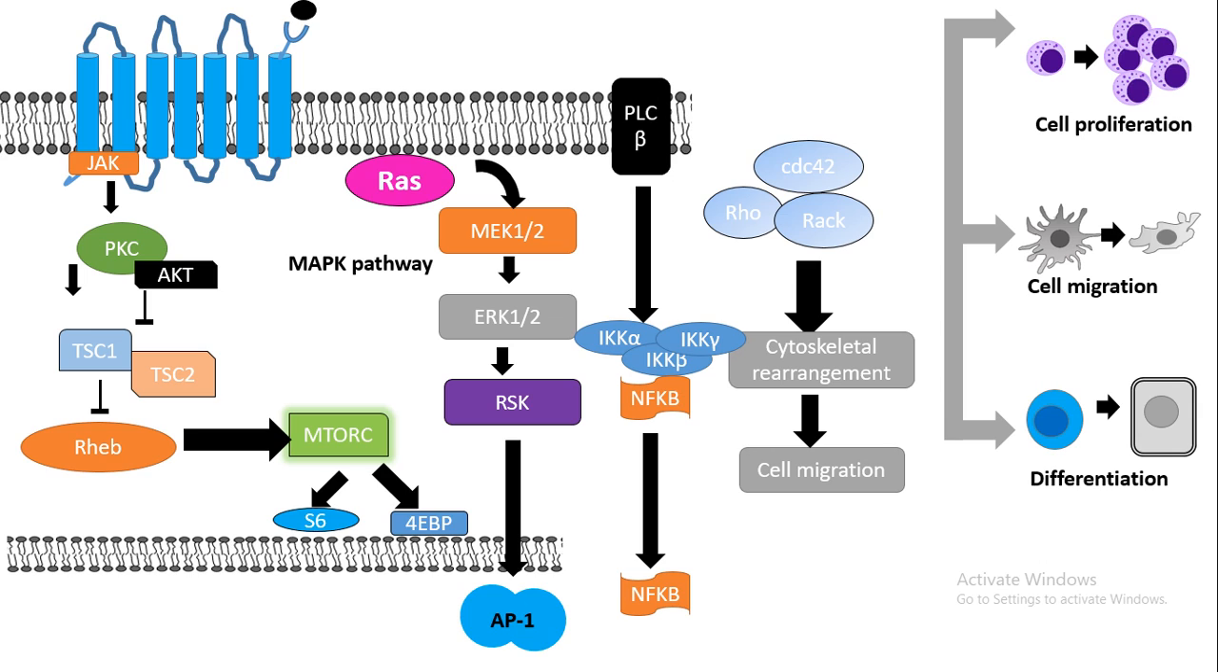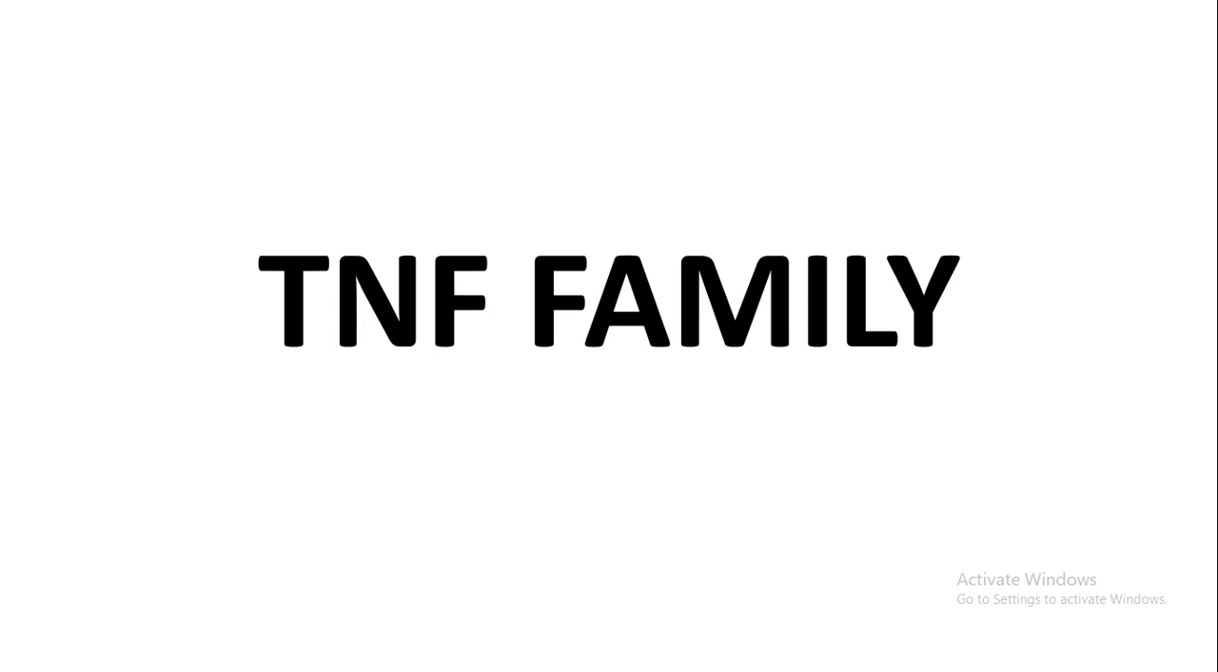Now all these kinds of signaling would ultimately lead to either cell proliferation, cell migration, or cell differentiation. Now we come to the TNF family, or tumor necrosis factor family. The TNF family has TNF alpha and TNF beta. All are pro-inflammatory, and they are also apoptotic. But not only are they apoptotic, they can sometimes give rise to survival signals as well.